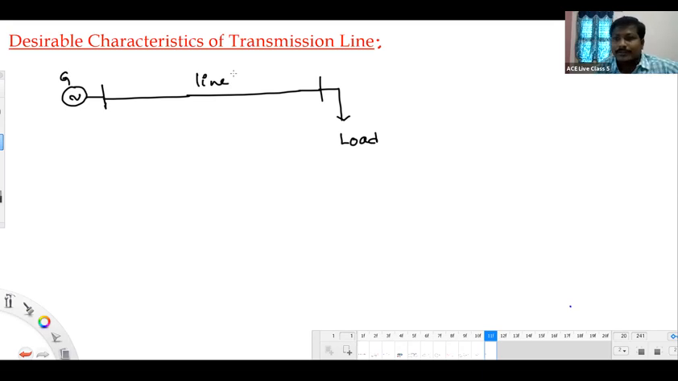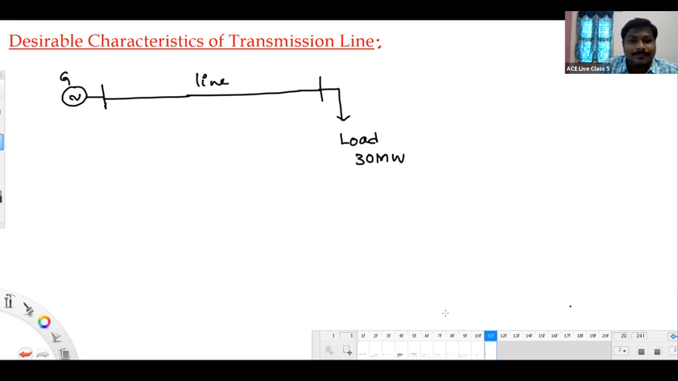Very simple question. For example, my load is demanding a power of 30 megawatt. How much power does the generator have to generate? Is it 30 megawatt, or more than 30, or less than 30? Tell me all of you.